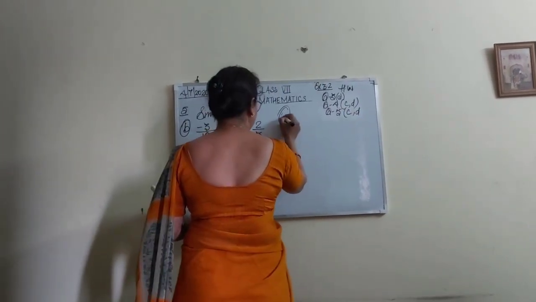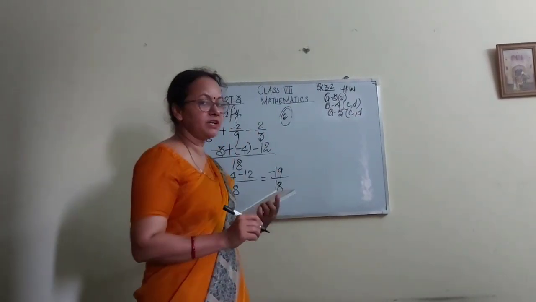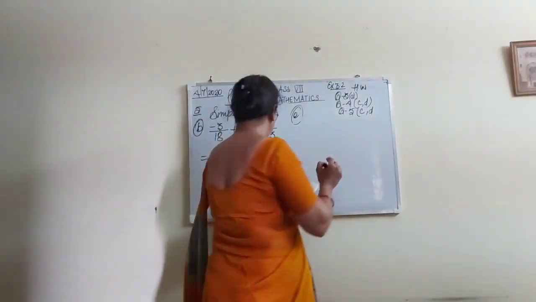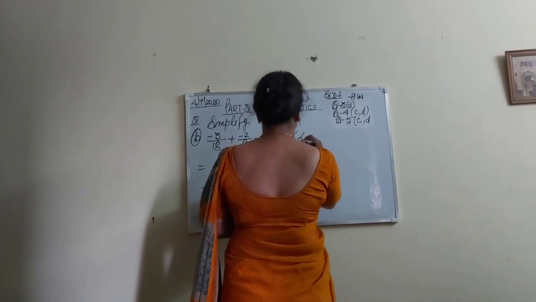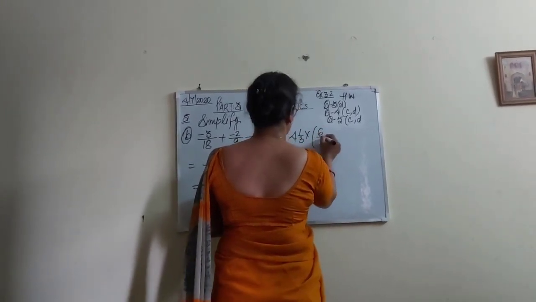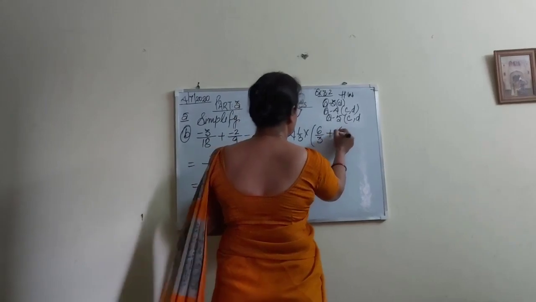Okay? E part I am going to explain. Otherwise, if the people do not do the practice, if I give homework, then only you will do the practice. E part is 4 1 by 3 into (6 by 3 plus 4 by 7).